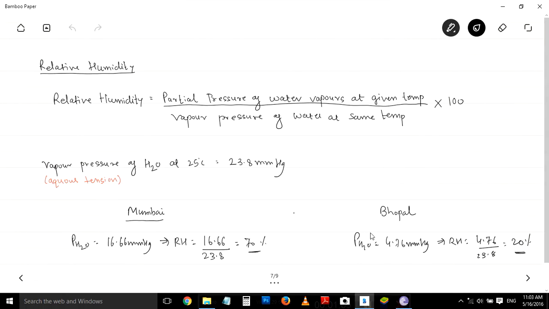And in case of Bhopal, let's say pressure of water vapor is 4.76 mmHg at this point. So relative humidity will become 4.76 upon 23.8 into 100, which is 20%. So in simple terms, you can say that Mumbai's air is more humid as compared to Bhopal.